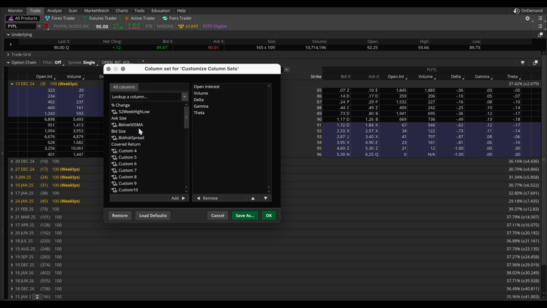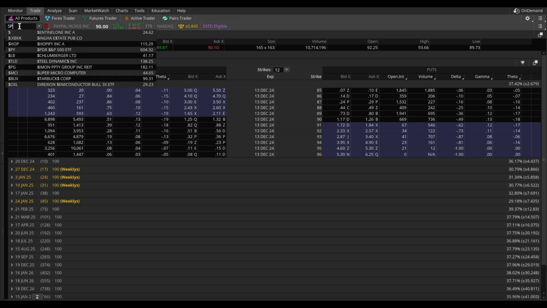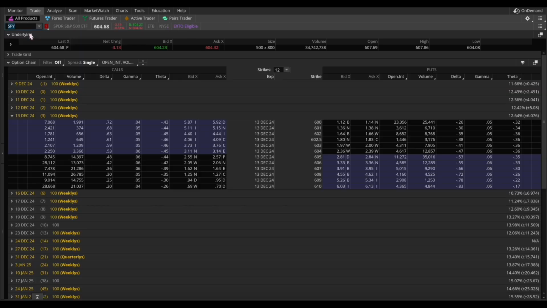So once you click on it, you can scroll through and add anything that you would want to be displayed for your option chain. I'm going to go ahead and click on cancel just for now because I'll show you guys how to customize that in a future video. But one thing that I do want to mention is that you'll notice that certain assets have different premiums on the option chain. For example, if I were to pull up SPY, let me go ahead and do that. I'm going to pull up SPY so that y'all can see what I'm saying.